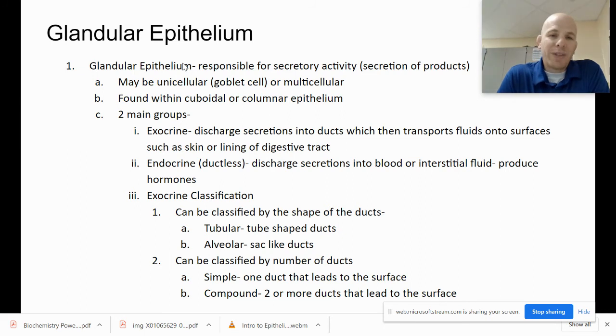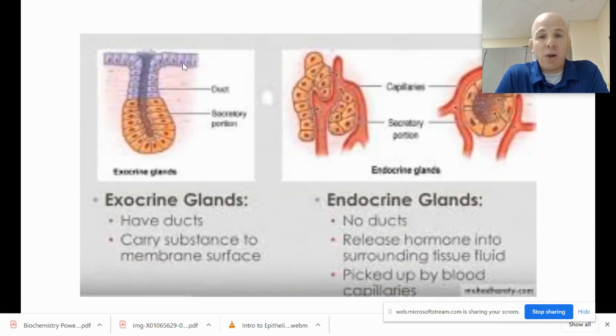So this is confusing. This is a very confusing part of glandular epithelium. Let me go back again. Remember, exocrine are going to have ducts. Endocrine, no duct. Again, I'm going to show you pictures in a second. For exocrine glands, they can have tubular or alveolar ducts, and then the number of ducts, simple versus compound. So what does this mean?